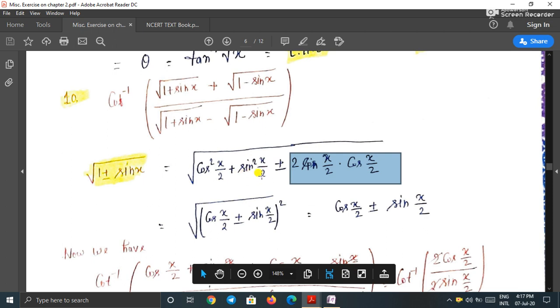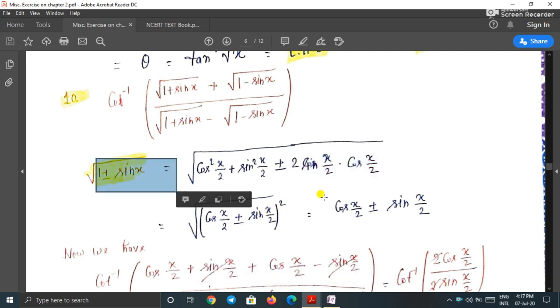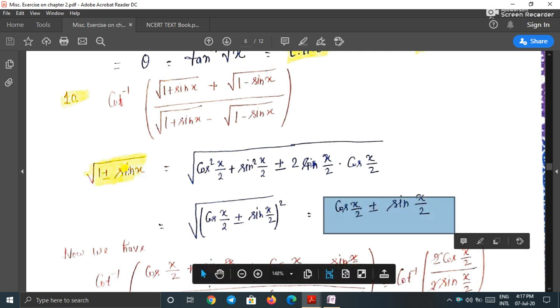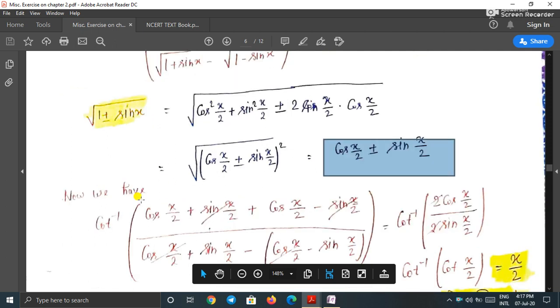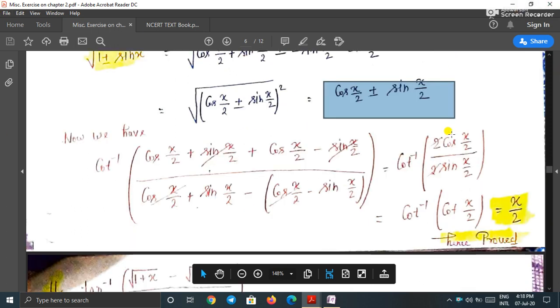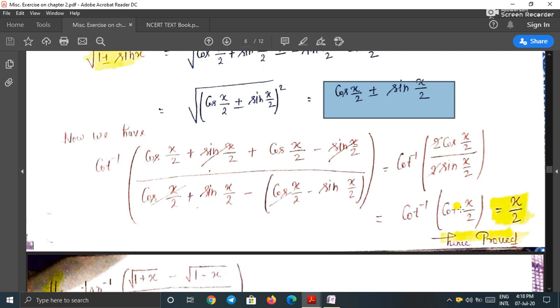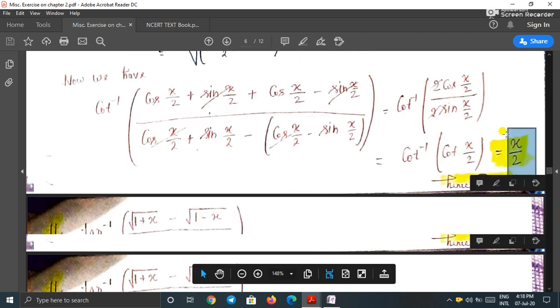Okay, now a square plus b square plus 2ab is equal to a plus b whole square, means square root of 1 plus minus sin x is equal to cos x by 2 plus minus sin x by 2, where when we have positive sign, then here is also positive sign, when we have negative sign, then we will get negative sign. So simply put the values cos x by 2 plus sin x by 2 plus cos x by 2 minus sin x by 2 and simplify this problem. You will get cos x by 2 upon sin x by 2, it is equal to cot x by 2. Now using the properties of inverse function, you will get the required result, it is equal to x by 2.